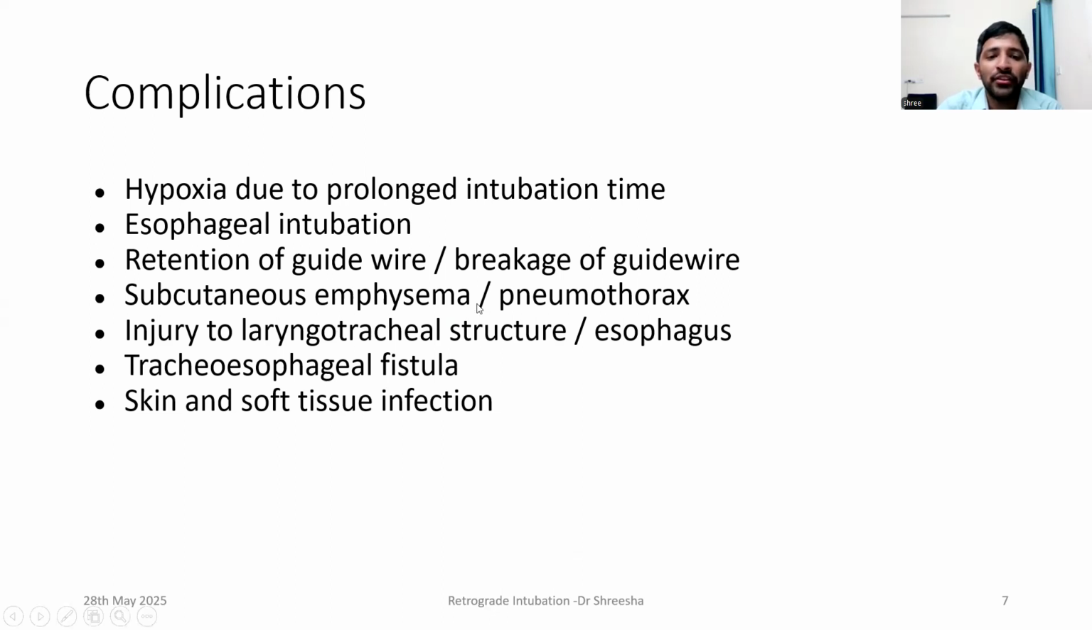Also, subcutaneous emphysema and pneumothorax can occur, as well as injury to laryngotracheal structures or esophagus. However, these are not serious complications as compared to surgical cricothyroidotomy or surgical tracheostomy, because we are just puncturing it with the needle and it usually spontaneously heals on its own. Rarely, tracheoesophageal fistula as a result of these injuries can also occur, and skin and soft tissue infection can also occur.